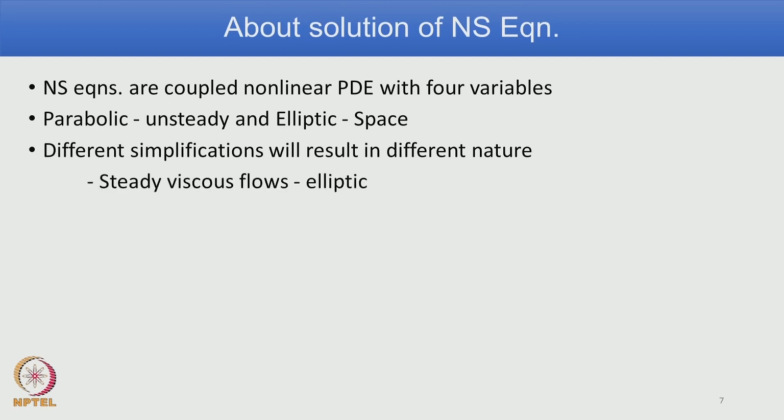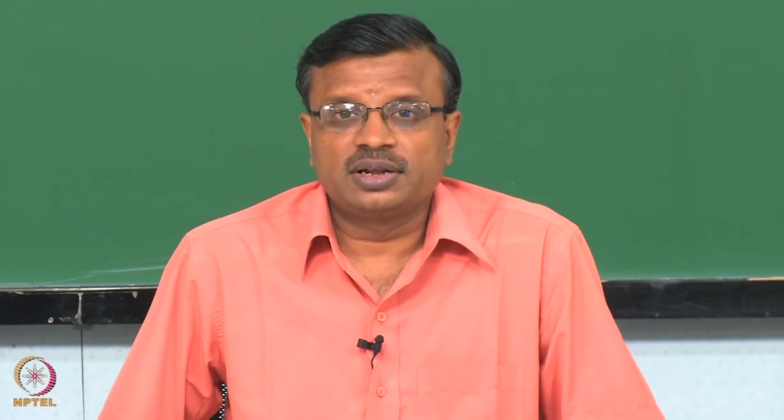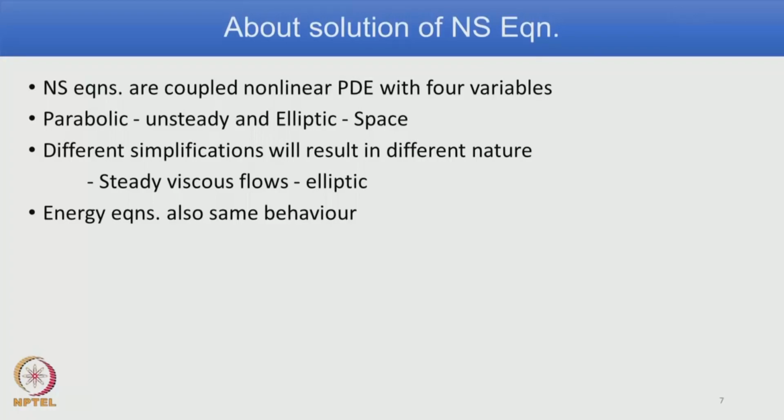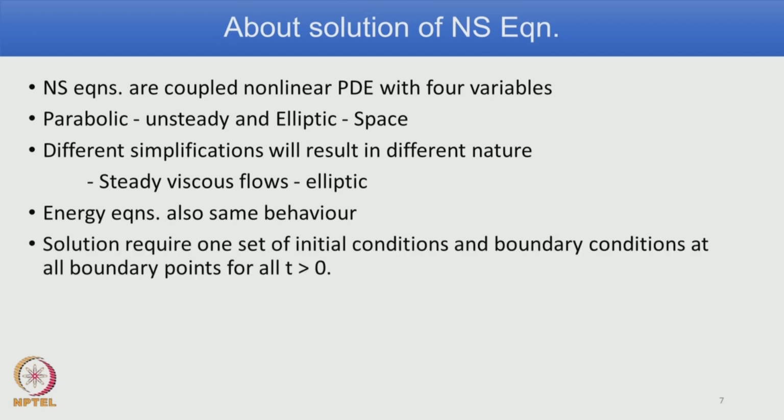For example, if you consider a steady viscous flow problem, then you do not have an unsteady term, you only have the diffusion term, and then the equation falls in the category of elliptic nature. We can also classify the energy equation and simplify it for different situations to get different natures of equation. So, the solution requires one set of initial condition and boundary condition at all boundary points for time greater than 0.